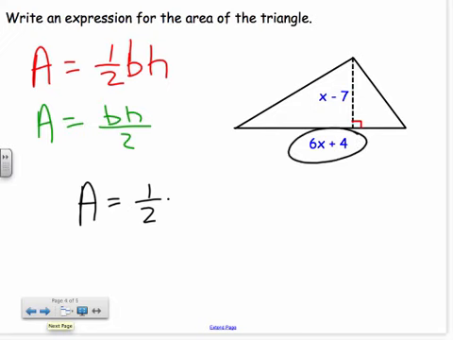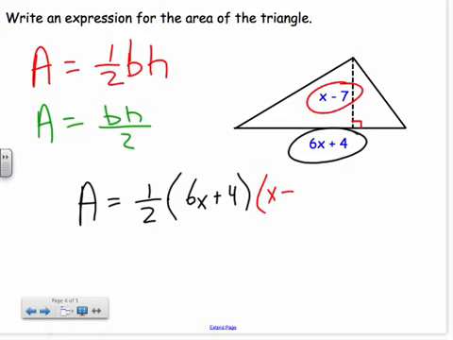And since it's a binomial, or just any polynomial, you should put it in parentheses. So I'm going to put that 6x plus 4 in parentheses. And then I want to take it times the height as well, which is x minus 7. So I'm going to put that in parentheses as well. And if you notice, we have two binomials, right? A product of two binomials. So I can use the FOIL method, or like we described before, just distribute each term. So let's go ahead and do that.